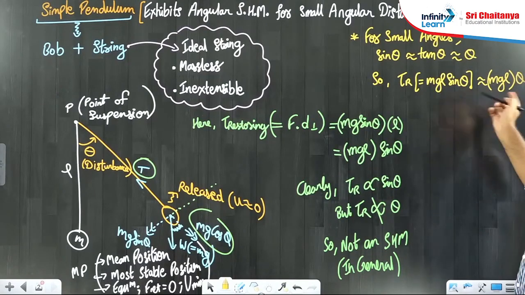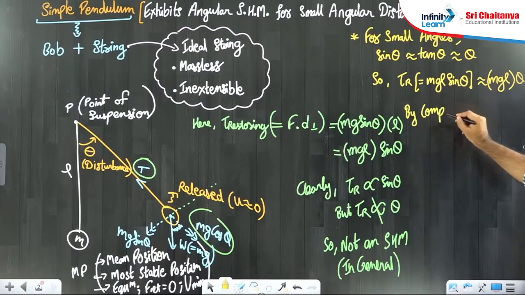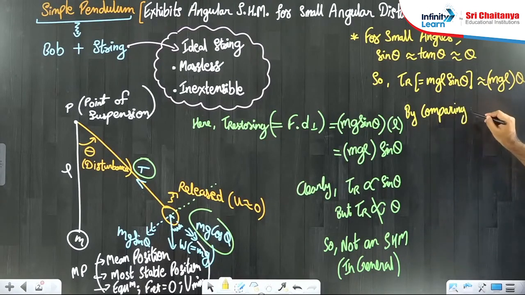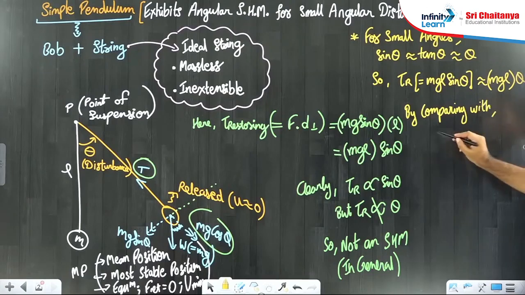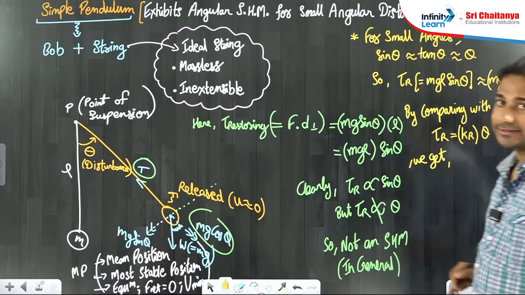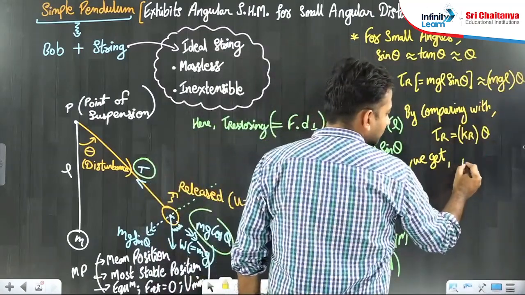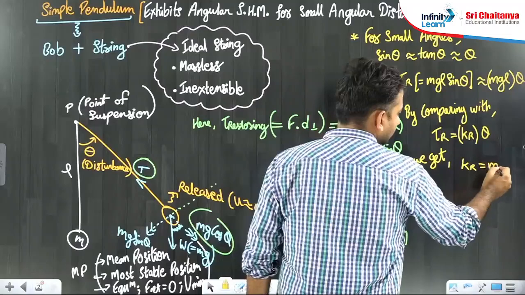The moment you write mgl into theta, comparing with tau r is equal to kr into theta, we get, by comparison, whatever serves as the coefficient of theta can be taken as the restoring constant kr. So you will say the kr value is equal to mgl.